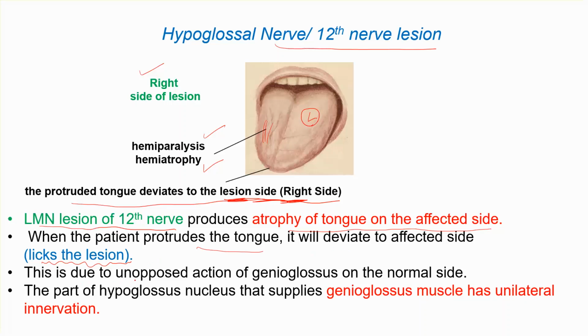This is due to unopposed action of the genioglossus on the normal side. The part of the hypoglossal nucleus that supplies the genioglossus has unilateral innervation. Okay, so because it has unilateral innervation, we can see that it is moving to the affected side.